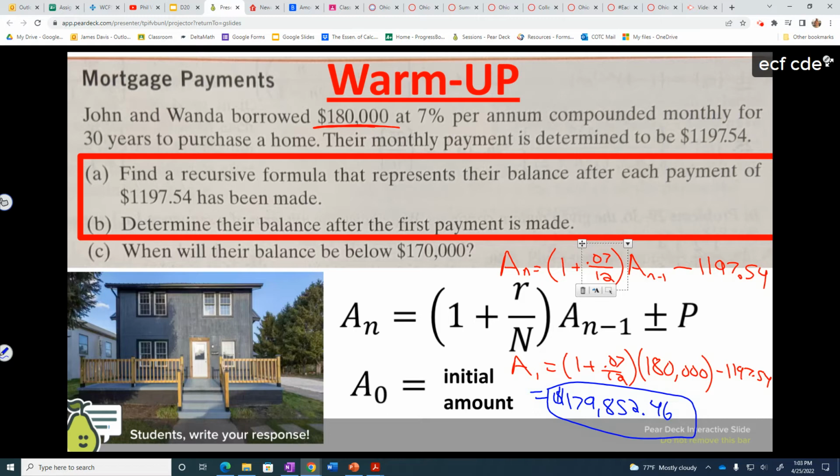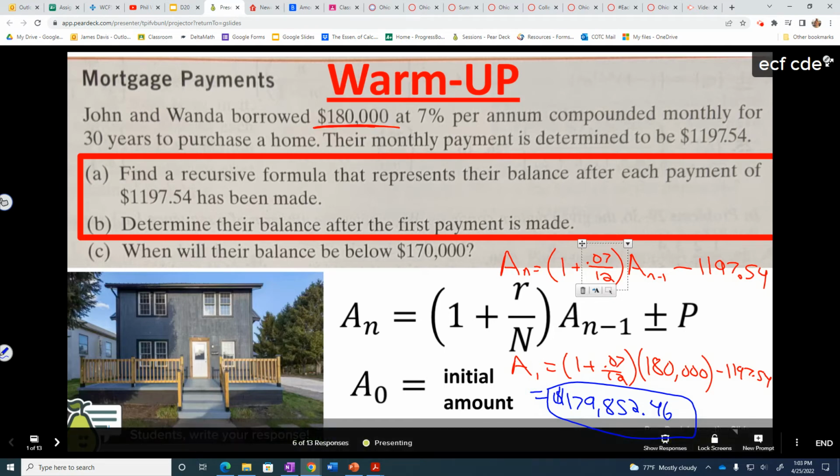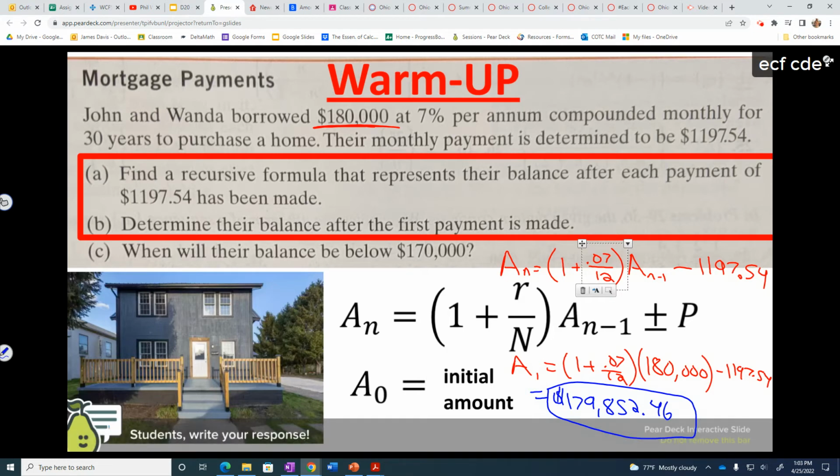u of n min. This just means like our starting amount, like the a sub 0. So we're starting with 180,000. So we're gonna type that in. Hit enter. This 0 just means like where we're starting. We're starting with like times 0, so that's why that's 0 there. These two kind of just go together, the n min and u of n min. So at times 0, a sub 0, we're at 180,000.